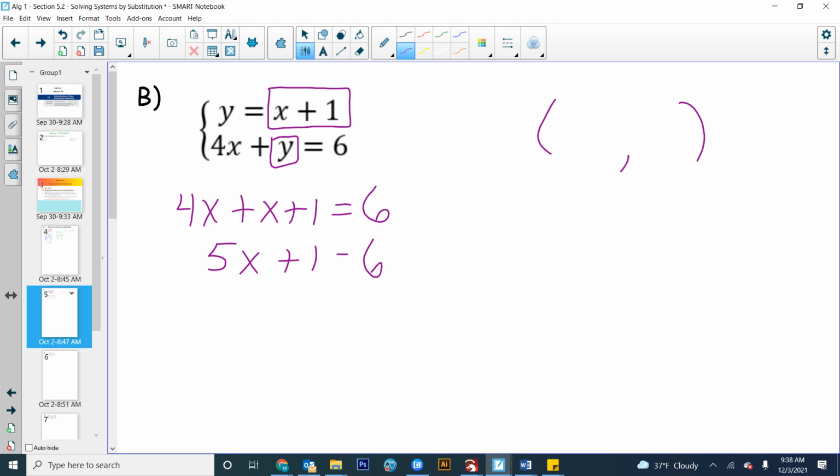Okay, Makana, go. Oh, plus 6. Oh, wait, that's not right. Minus 1. Keep going. 5x equals 6. And then divide by 5. What's x equal?